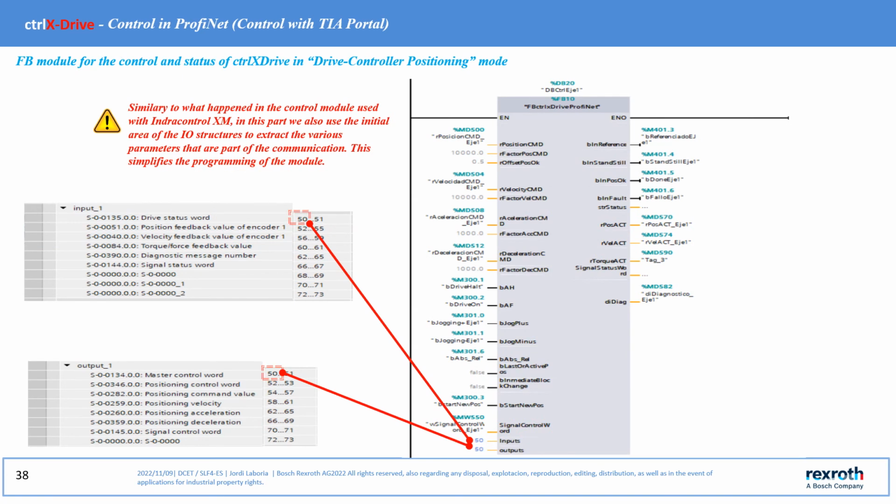This is the IFB used to control the movement of the ctrlXDrive. It is similar to the one described in the section dedicated to the XM module. And like that one, only the initial area of the I/Os is used to control the data received and sent.